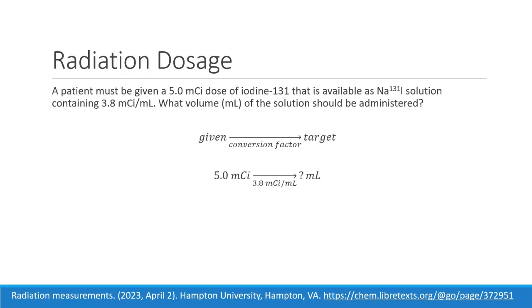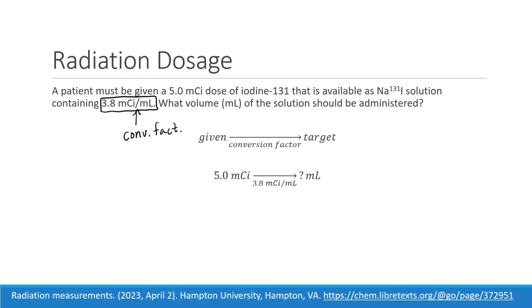Remember that a conversion factor is either going to be something that you know, like how many milliliters are in a liter, or it's going to have to be something that's given to you in the problem. And if it's given to you in the problem, remember that conversion factors have that slash in them. So if you see two sets of units for a given number, like 3.8 millicuries per milliliter, that is your conversion factor, this whole entity.